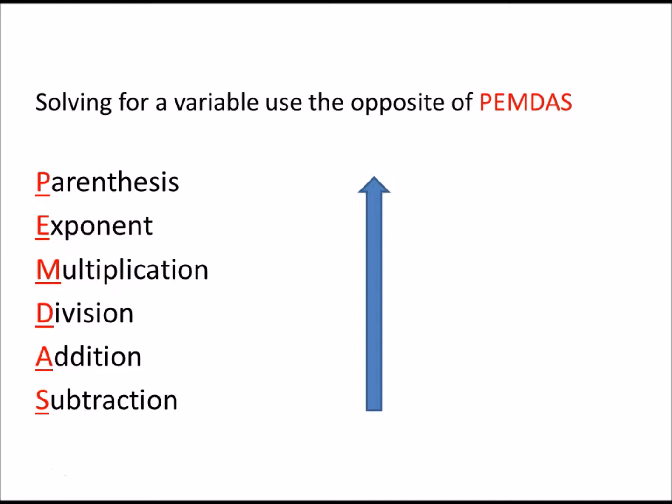When we solve for a variable, you always want to use the opposite of PEMDAS. PEMDAS stands for parentheses, exponent, multiplication, division, addition, and subtraction. So when we're solving for a variable, the first thing you're looking for is whether there is any addition or subtraction in the problem. If there is, that's the one you work on first. If there is no addition or subtraction, then you look for multiplication and division. Then we would look for exponents and parentheses last. Those are the steps you want to follow when solving for a variable.